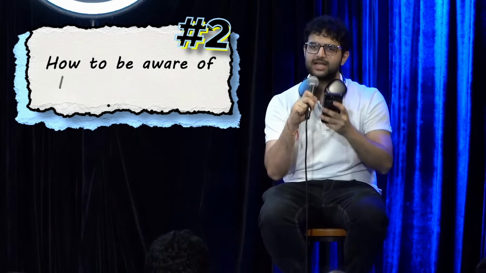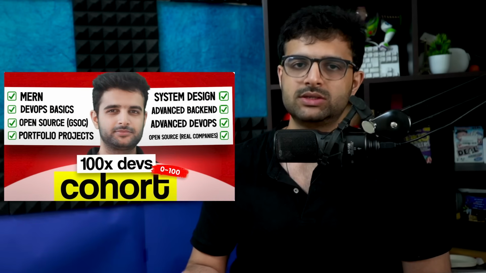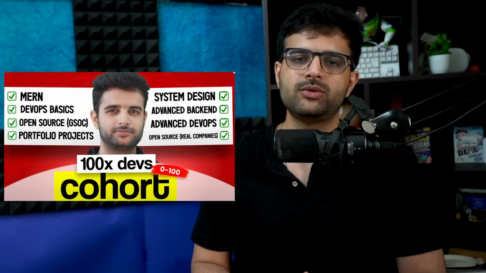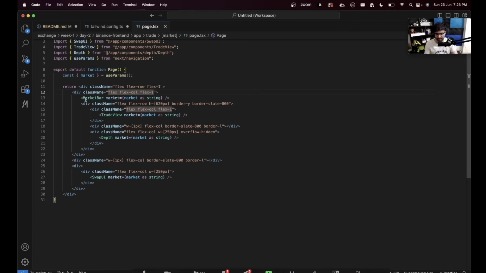100x devs is a premium cohort that I run once every 6 months. It's a live cohort where we learn about web development, DevOps, system design, a bunch of other auxiliary things, whatever is needed for you to become a good web developer. It's highly project driven, extremely aggressive, has TA support, but expects you to give in a lot of hours to become a great full stack engineer in a span of 6 months.